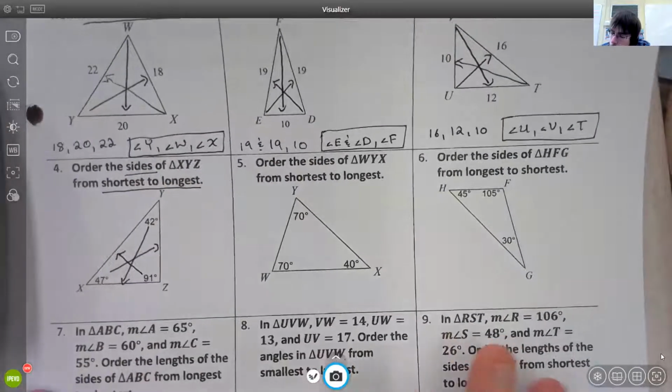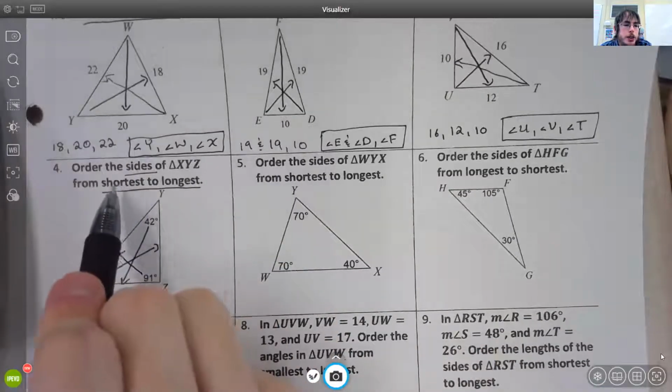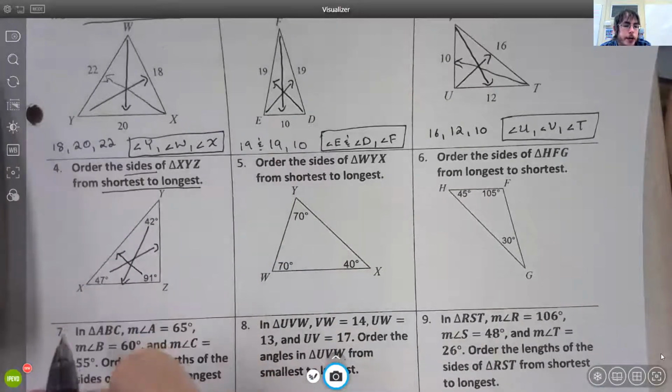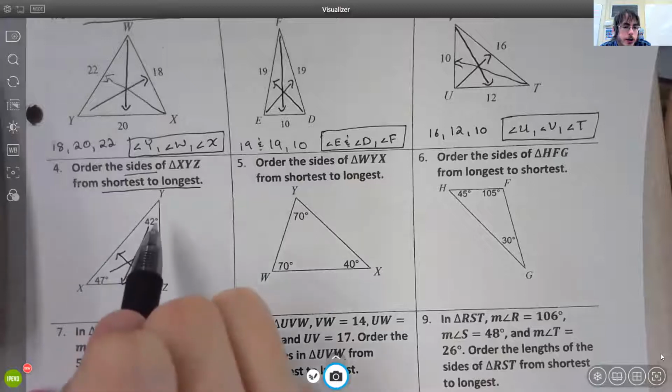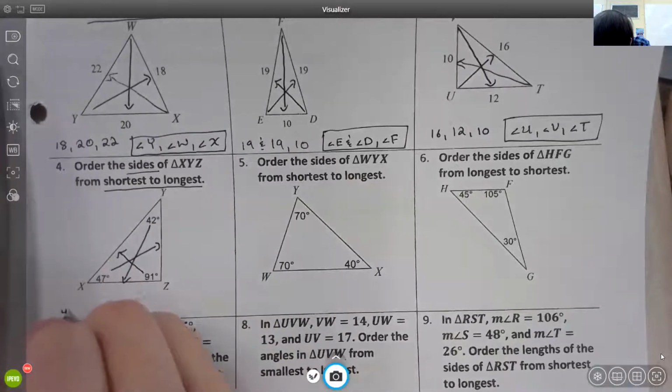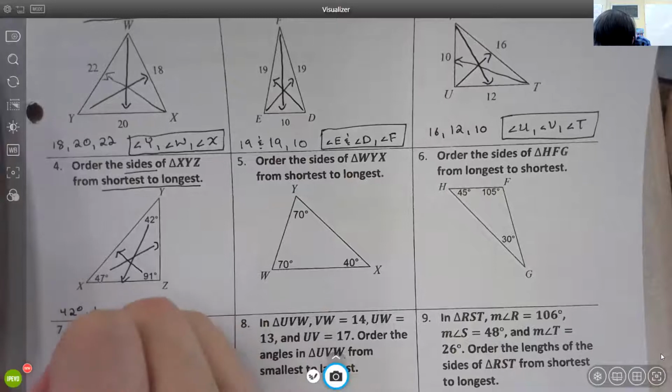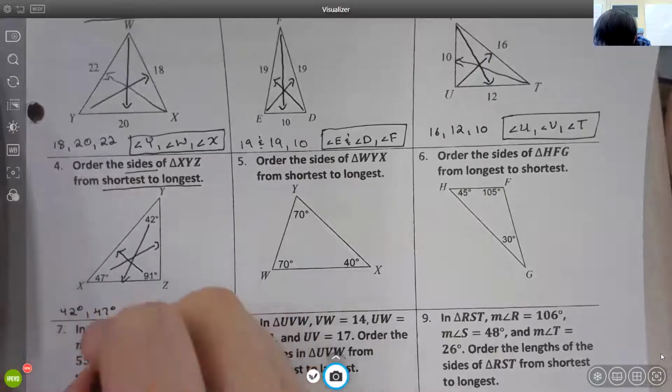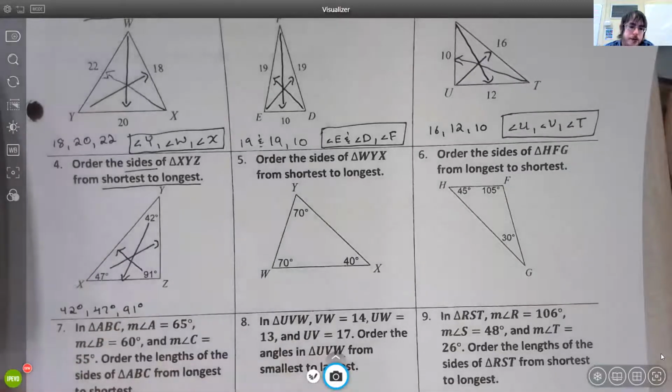Okay. Since it wants our sides in order from shortest to longest, I'm going to write out the angles from smallest to largest. So 42 is our smallest angle. 47 is our next smallest, and 91 degrees is our largest.